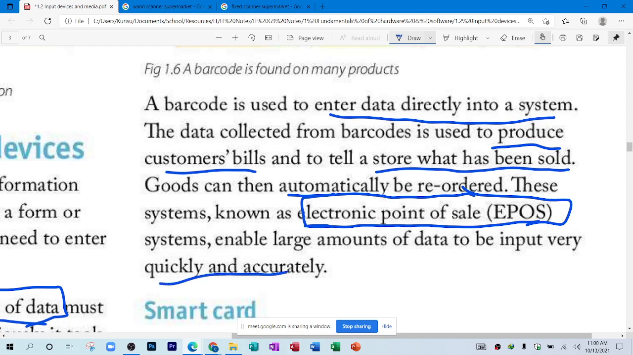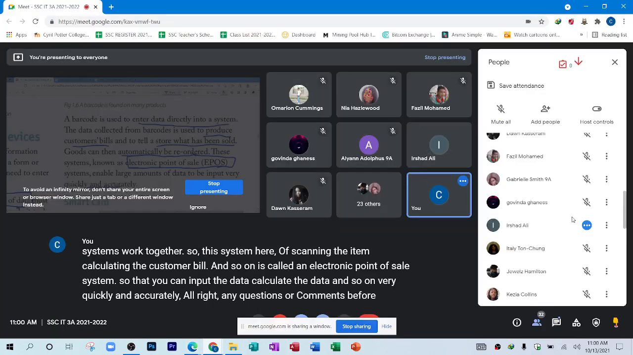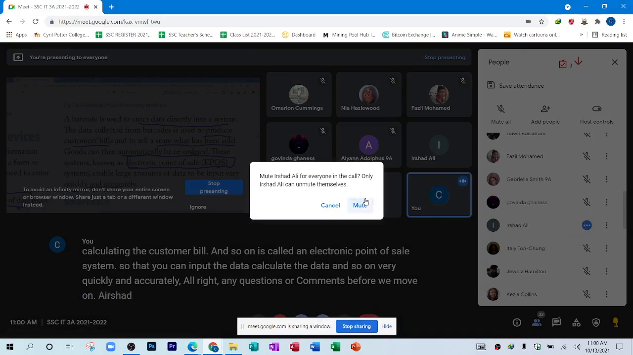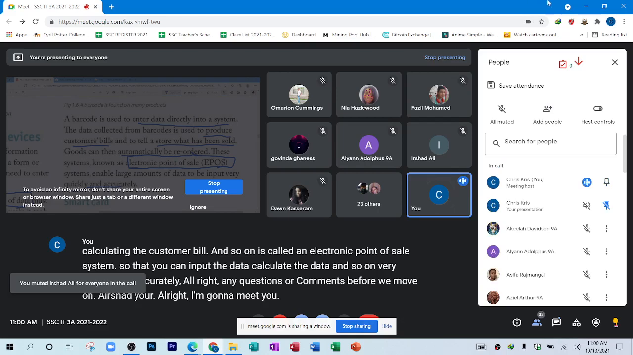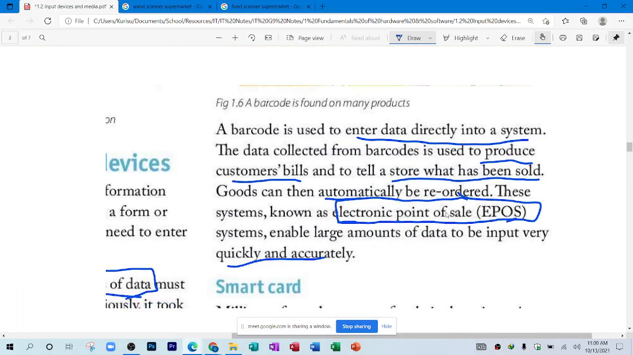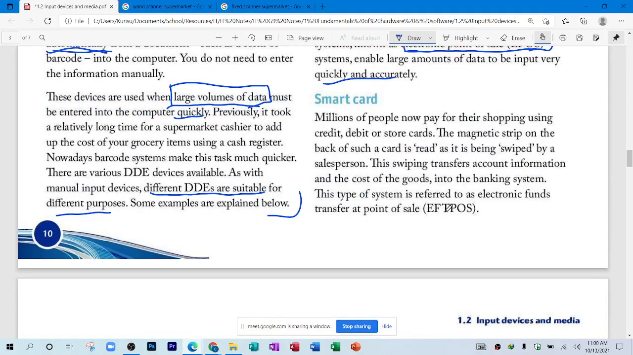All right, any questions or comments before we move on? Irshad, I'm going to mute you. Any questions or comments before we move on? All right.